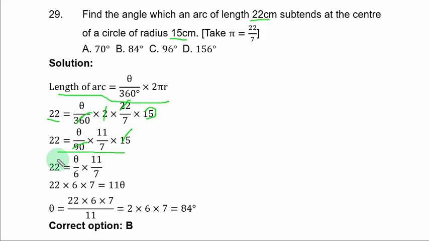So clear the fractions by multiplying through by 6 times 7, and you have this result. To get theta, divide both sides by 11. If you do that, theta is equal to 22 times 6 times 7 divided by 11. You reduce 22 and 11 by 11, you have 2 times 6 times 7, and that is 84 degrees. B is the correct option.